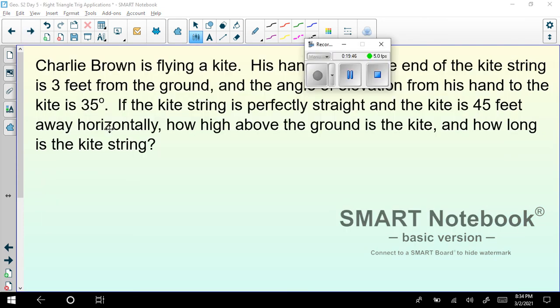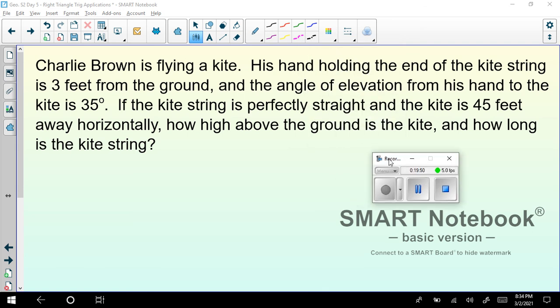I want you to pause here and try this problem. I'll give you 30 seconds. Once you feel comfortable, you can unpause and check your answers with mine.